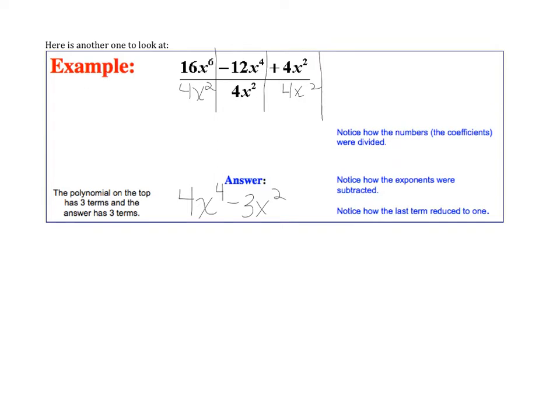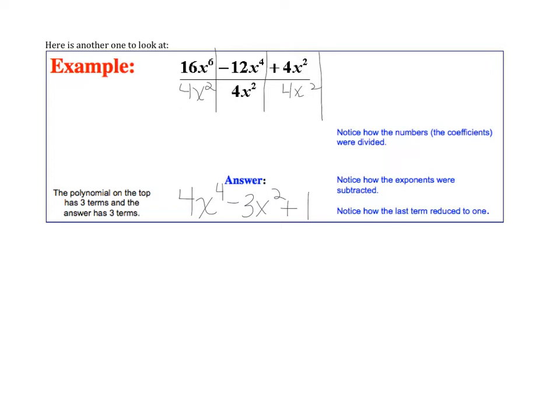Now that doesn't go away completely. Think about it. 4 divided by 4 is 1. X squared divided by x squared is 1. You have to put the 1 there because it's being added, right? Adding or subtracting 1 changes the value of a problem. Multiplying by 1 or dividing by 1, we can take those ones off because it's multiplication and division, okay?